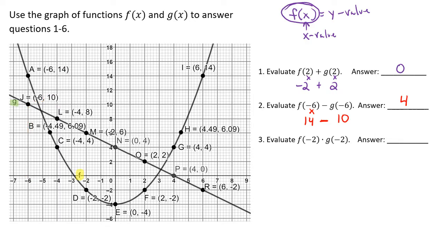Okay, we're going to do the same thing, but for number 3, we say f is negative 2. What is its y value? So I go where negative 2 is. I go to the f, that's the parabola, that's this point right here. I see that x is negative 2, and its y value is also negative 2. Then we have our times sign. Doing the same thing for g, we're at negative 2 for the x, but we're going to go to the g function. That's the one with the straight line. That's this point right here, where x is negative 2, and its y is 6. So negative 2 times 6 is negative 12.